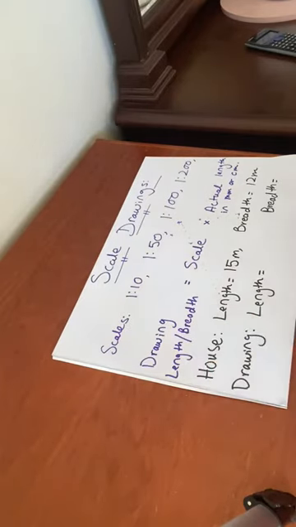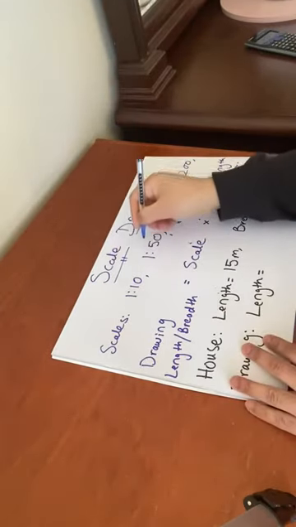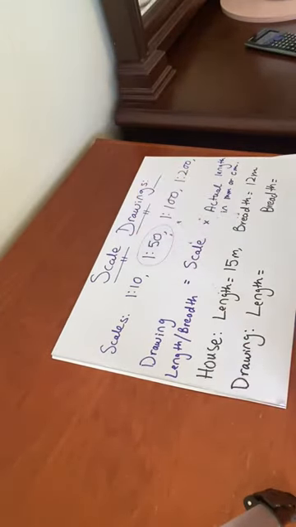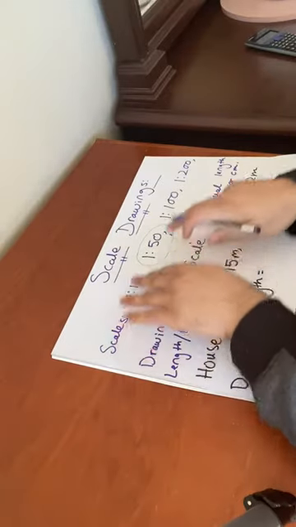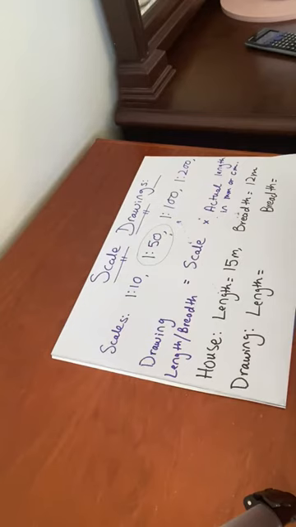How do we choose? Well, step one, you choose a scale. Let's just say I'm going to go with 1:50. I could have gone with 1:10 or the other two. I'm just going to, as an example, go with 1:50. Now, the drawing length or the breadth.